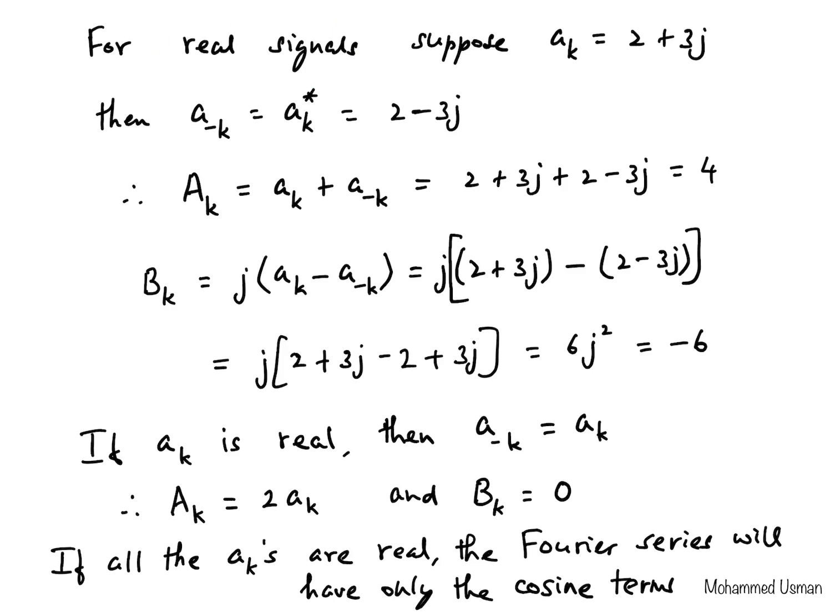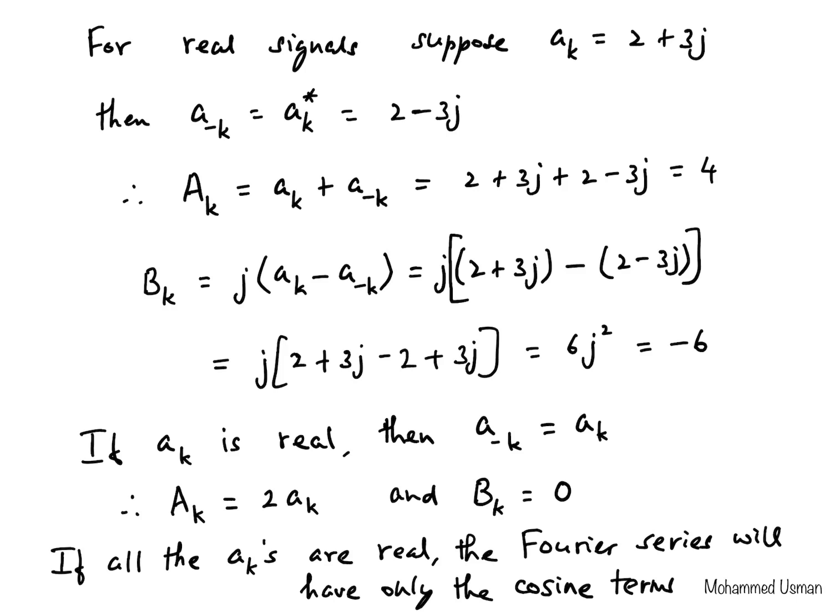For example, in this case, we know that the signal is a real signal. In the case of a real signal, A minus K is the conjugate of AK. So you can directly compute what A minus K is. You don't need to evaluate it all over again. Once you have evaluated those, you can calculate capital AK and capital BK and substitute those values in the series expansion, and you will get the Fourier series representation of the signal.